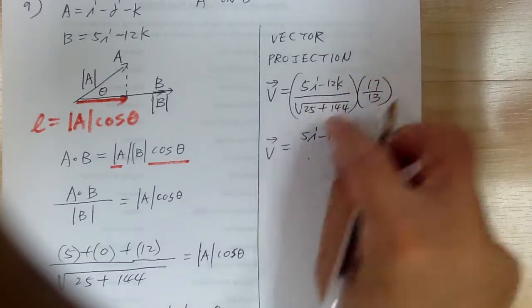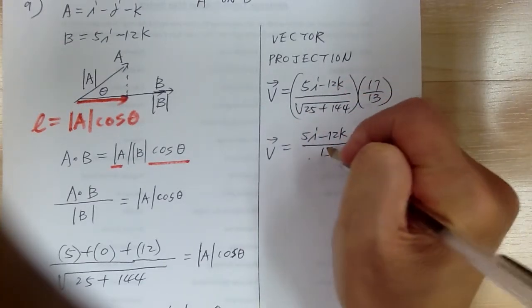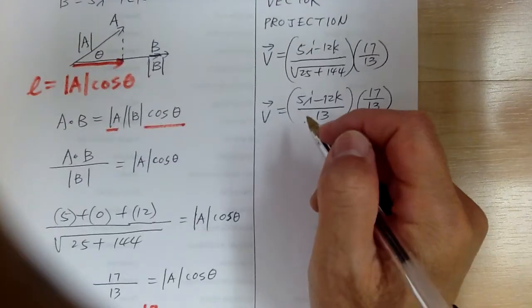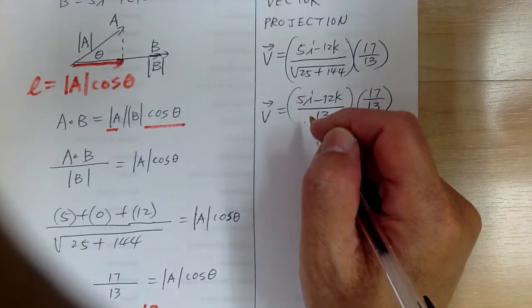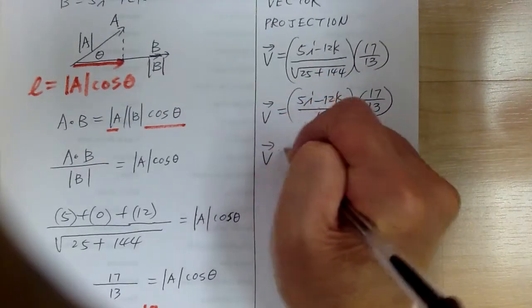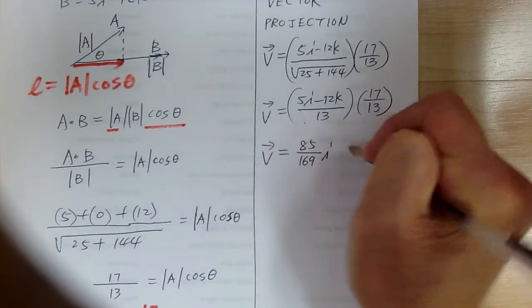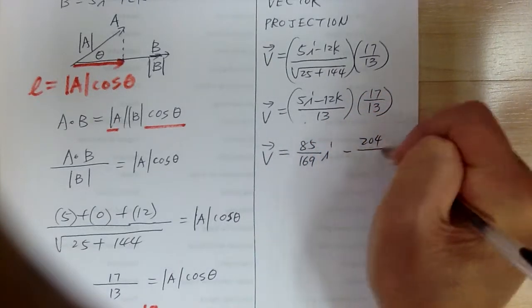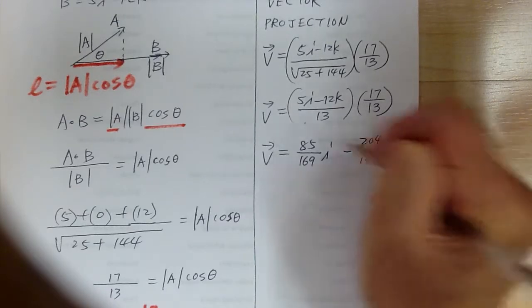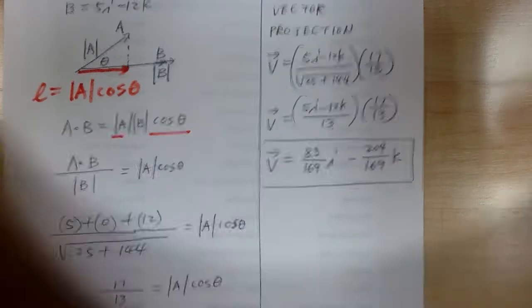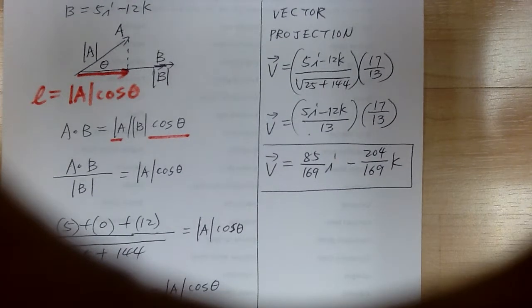Okay, and you simplify that again. This is a 5, 12, 13 spatial triangle. And then you work out the math. So you got vector V equal to 85 over 169 i minus 204 over 169 k. And that would be your vector projection. Okay, let's go to number 11.